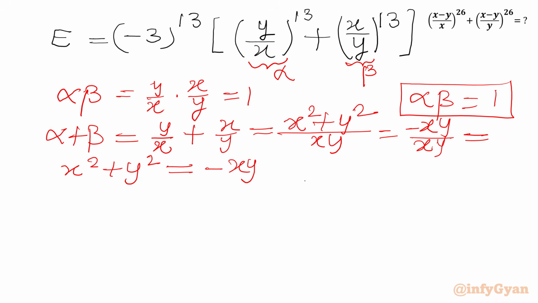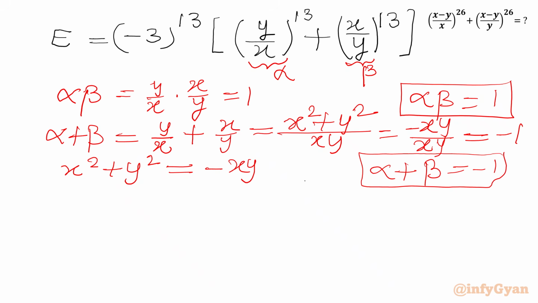xy will get over, we will get negative 1. So our second equation is ready: alpha plus beta equal to minus 1. Now we have the required expression E.